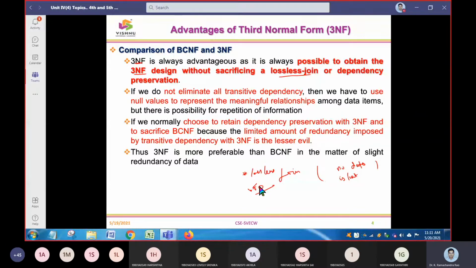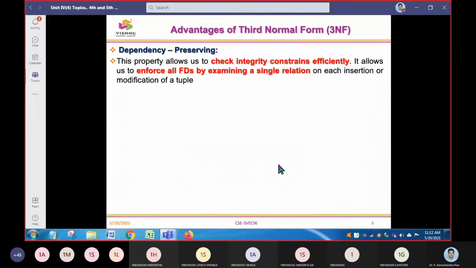And the same thing, which was in the Boyce-Codd normal form, the dependency preservation was failed in this case, and a limited amount of redundancy was imposed. So these two were addressed in the Boyce-Codd normal form. But when people come to say BCNF is better or third NF is better, even though there is redundancy, third normal form is better.